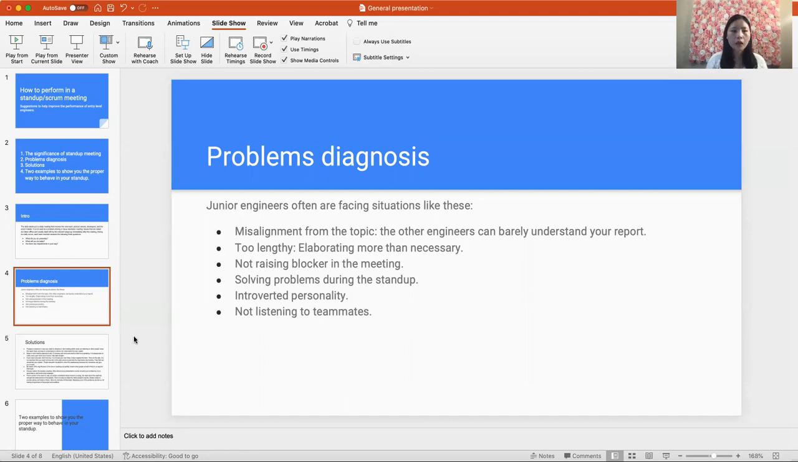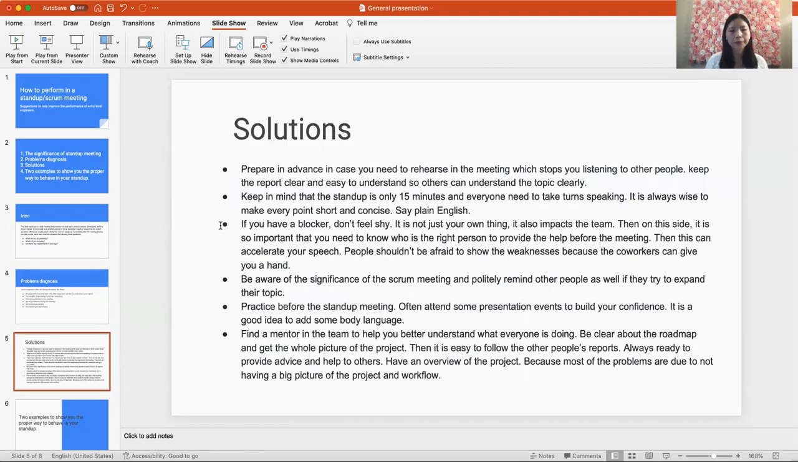Okay, now let's go to the solutions. So for the first problem, misalignment with the other people, what you can do is you need to prepare in advance, and even rehearse before the meeting, which can stop you from missing what other people say. Then when you report, everything can be so clear and easy to understand.